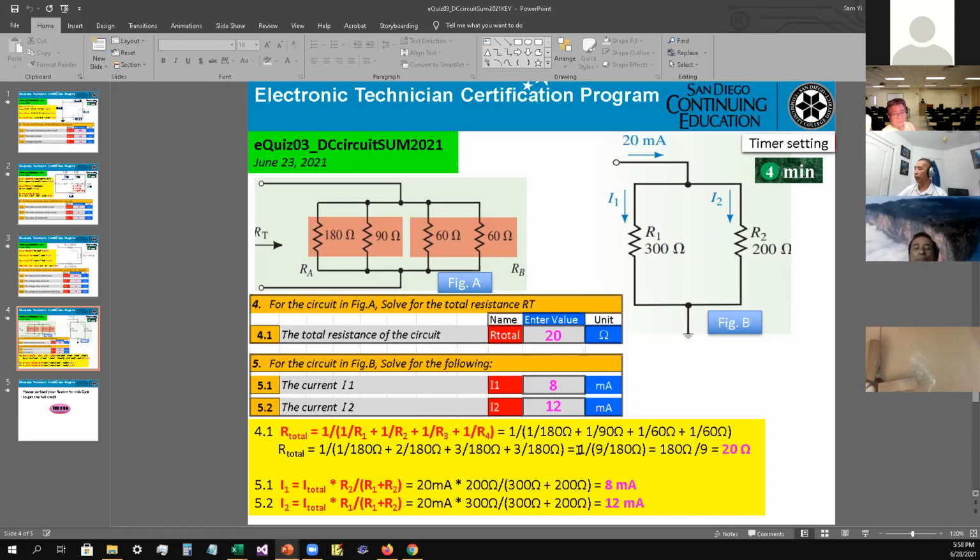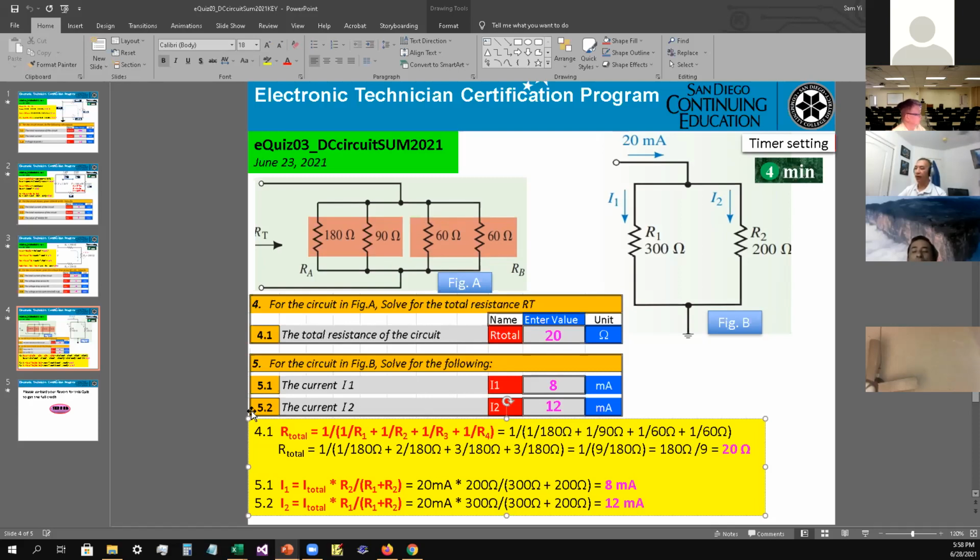And then this one represents inverting. So we move this 180 to the numerator, and move the 9 to the denominator. So 180 ohms divided by 9 is going to be 20 ohms. So 20 ohms is the total resistance of this circuit right here. Any question?